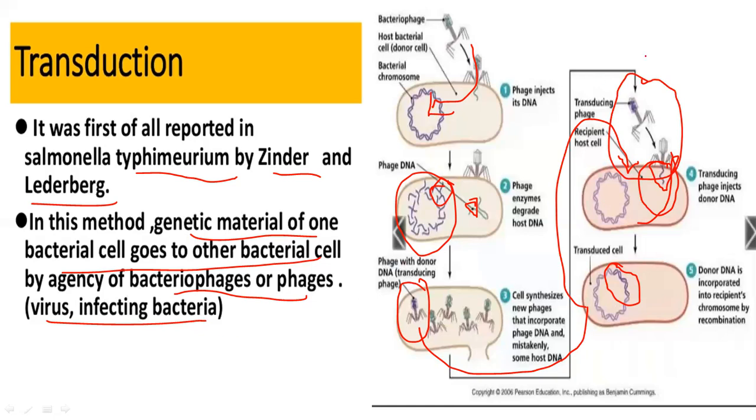So transduction is also a sexual method, because genetic material from one bacterium is transferred to and mingled with the genetic material of the other bacterium. That is why it is called sexual reproduction, but it is not actually the fusion of sperms and gametes, because they don't produce this type of gametes.